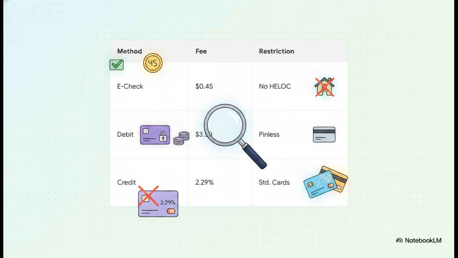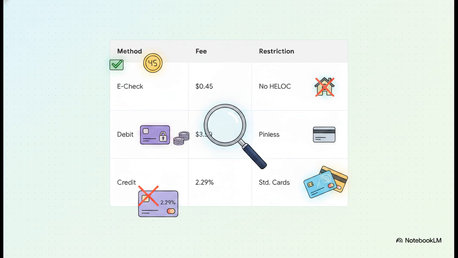These fees are collected by the merchant processor, not the county. And man, they vary wildly. Look at the electronic check or e-check option. It is a flat fee of just 45 cents. Compare that to using a credit card, which charges you 2.29% of your total payment. On a large property tax bill, that credit card fee can be substantial. So the 45-cent e-check is honestly a fantastic option.